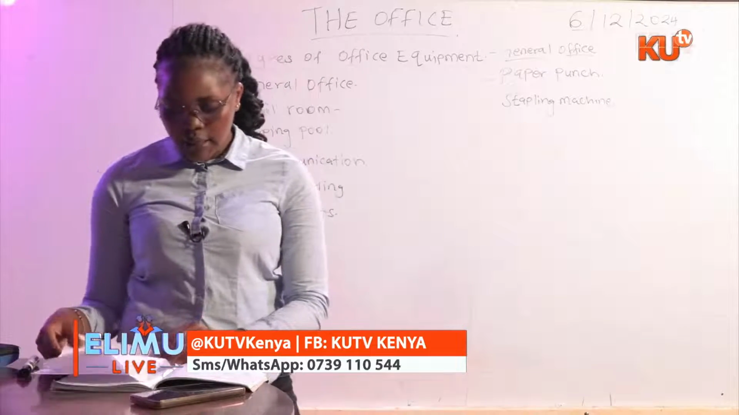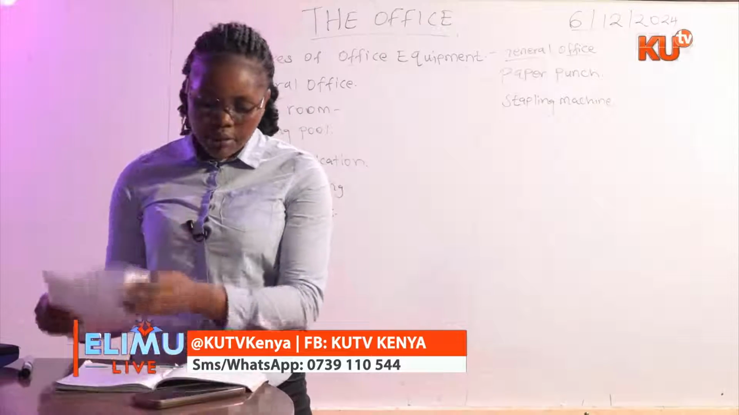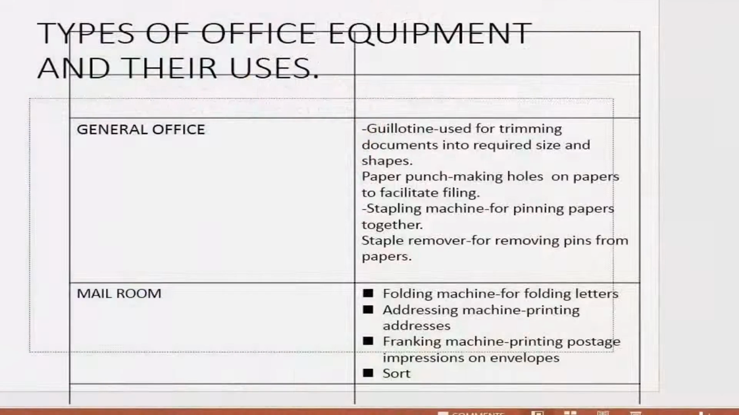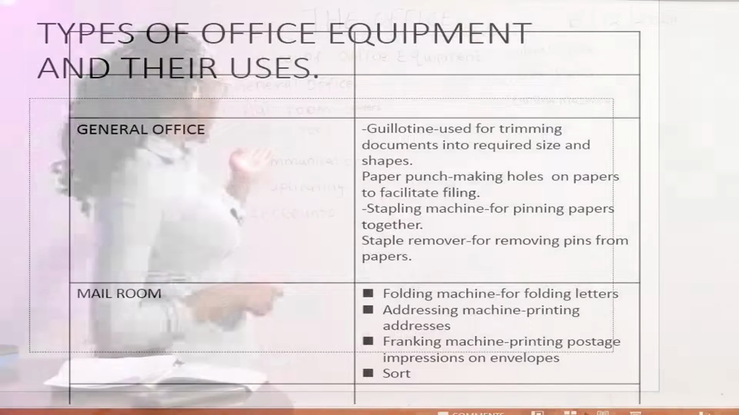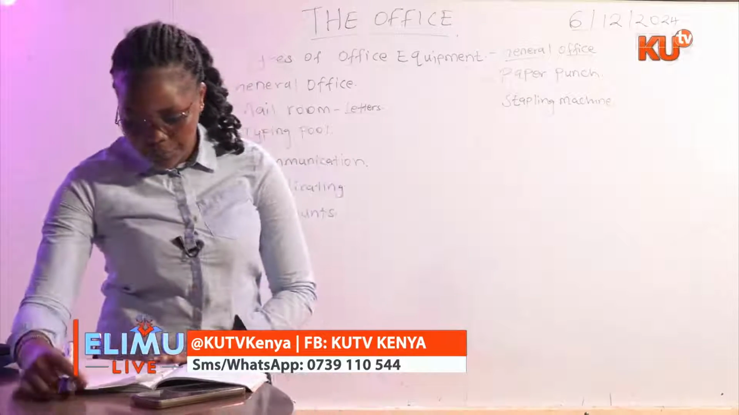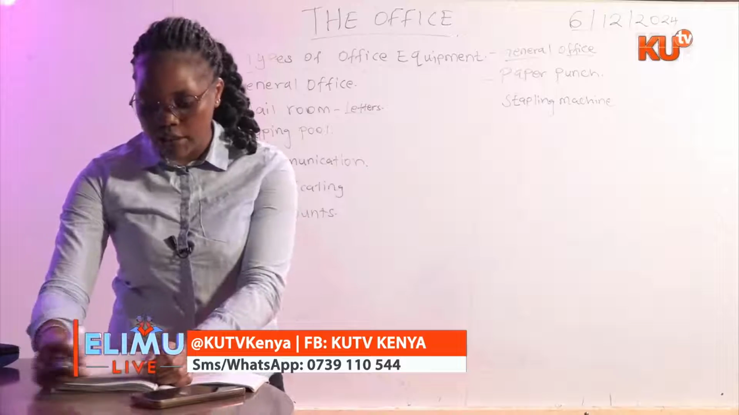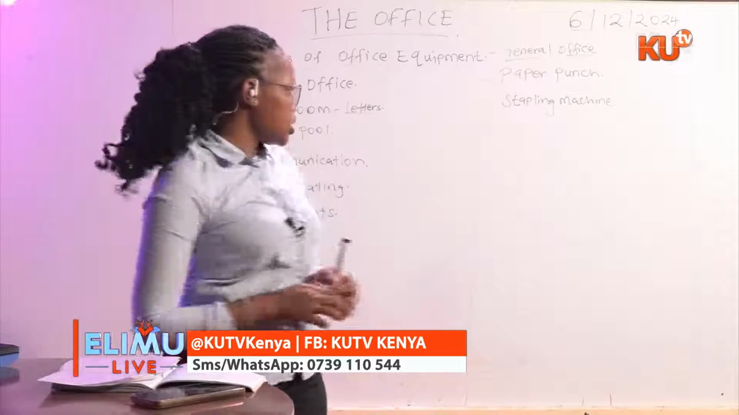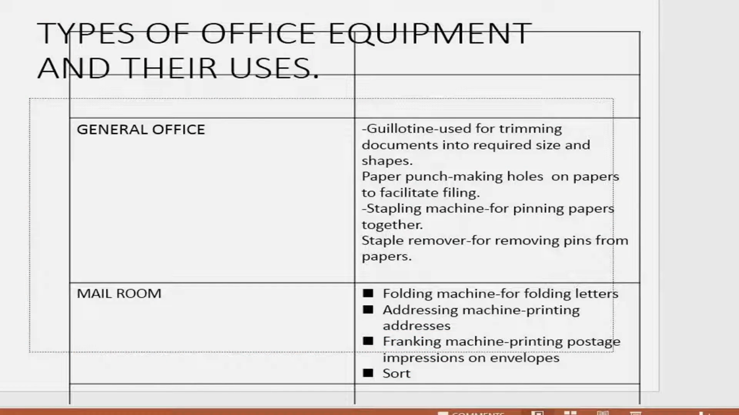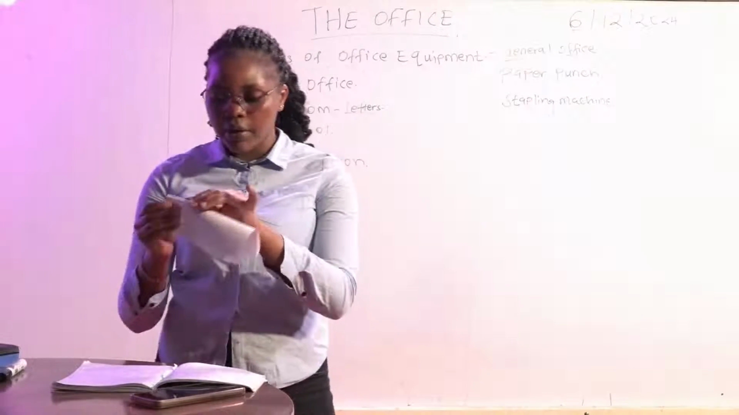Then let's go to the mail room. The mail room is basically just like letters. Anything to do with letter sending, or rather a letter is also a mail. So when you look at the equipment that we can find in the mail room, the first one, we have a folding machine. A folding machine is a machine that is used to fold letters. So if a letter is this size, we need to fold it in a way it's going to fit in an envelope. You fold it nicely.